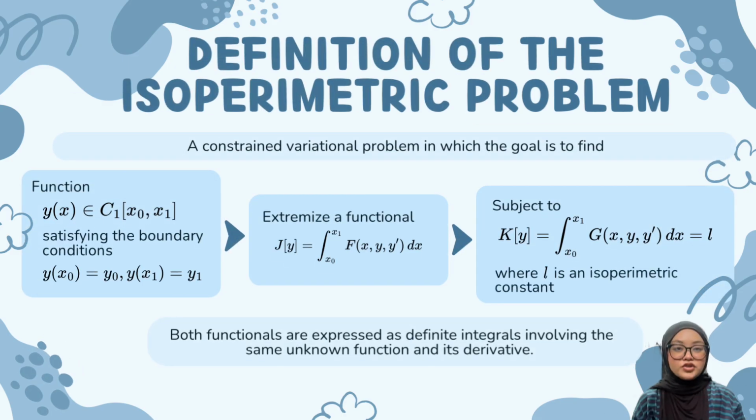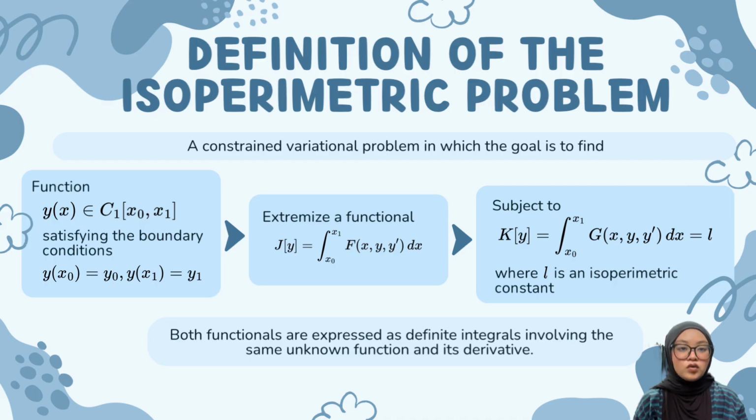Hi, I am BATRISYIA. I will be covering the isoperimetric problem. In the elementary calculus of variations, we only had boundary conditions to satisfy. The isoperimetric problem adds a twist. We optimize one functional while forcing a second functional to stay fixed.